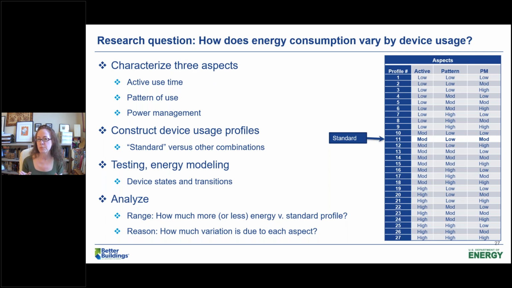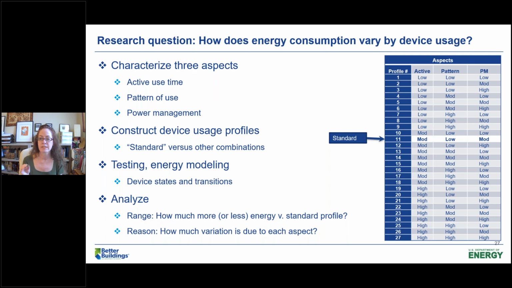And then power management is broken up into 2 different parts. One of them is what the automated settings are. So would it automatically go to sleep after a certain period of time, or to standby, or some other low power mode? And the second part is how people are behaving toward it. Do they always turn it off when they're done using it? Do they leave it on? So for each of these, we have 27 different combinations of, if there's 3, low, moderate, and high.